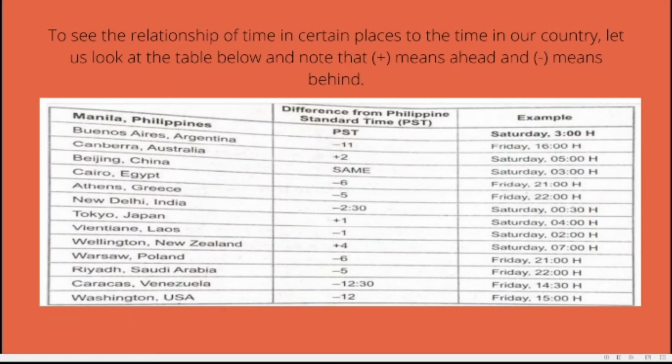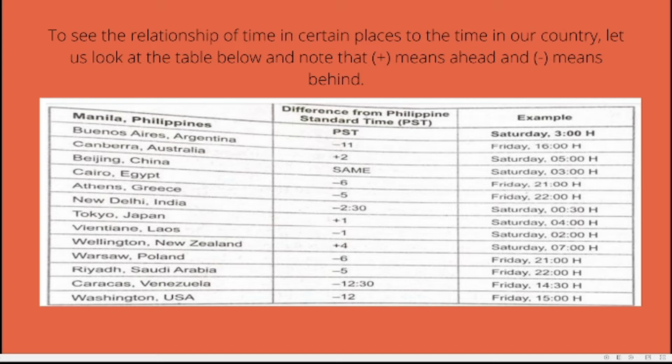To see the relationship of time in certain places to the time in our country, let us look at the table below, and note that positive means ahead and negative means behind. In the first column are the capital cities of different countries. In the second column are the differences from Philippine Standard Time, PST, and in the third column, their example time in hours. For example, Buenos Aires, Argentina, is negative 11, and negative means behind.